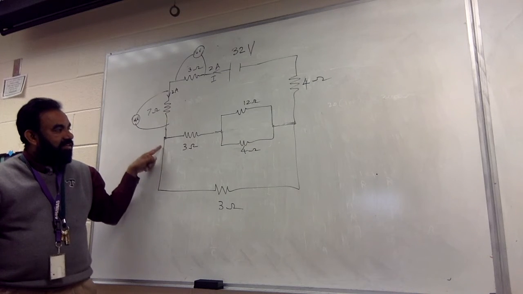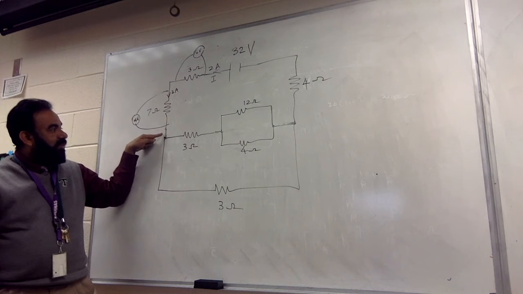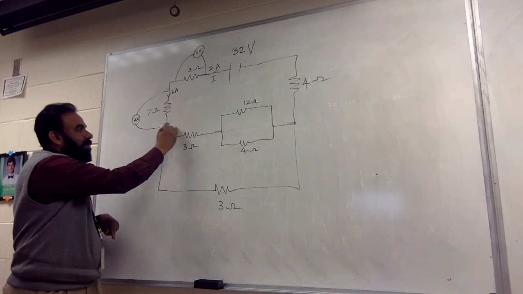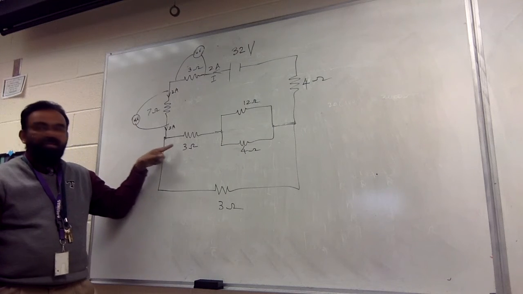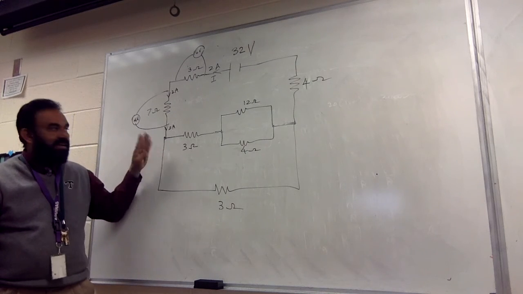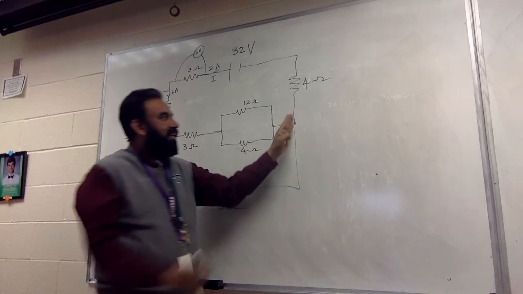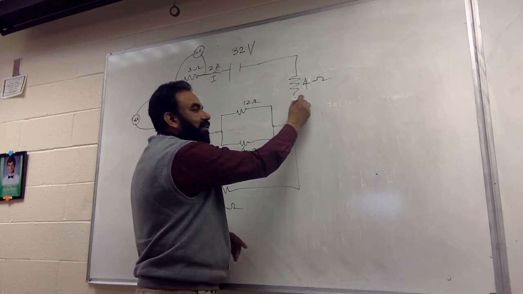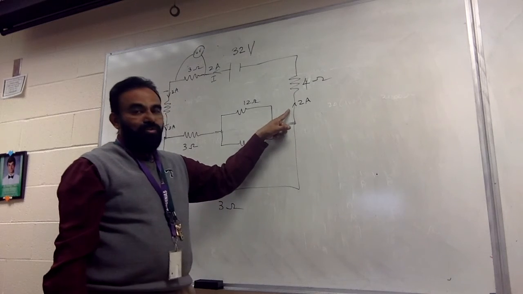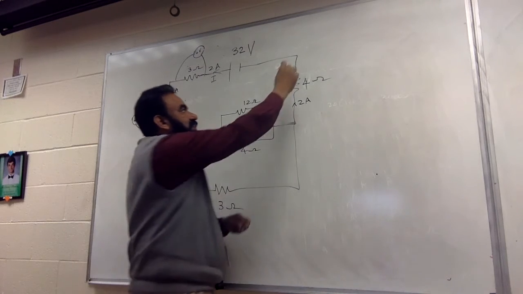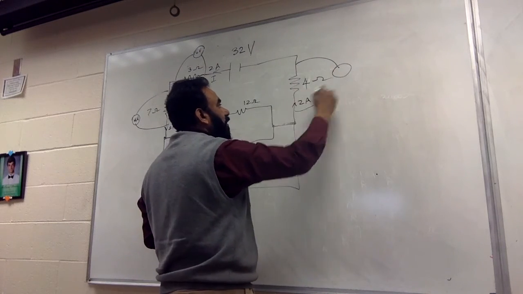Now let's not look at this section, because when the current comes here it is 2 amperes, but the current starts splitting up here, right? So it's kind of complicated here. So let's go finally here. What's the current here? 2 amperes. The current is 2 amperes here. So if I stick a voltmeter here, what will it read?